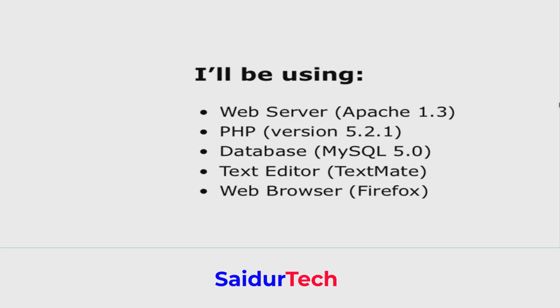Now, I'll be using a web server, which will be Apache 1.3, PHP, which is going to be the latest version, 5.2.1. The database I'm going to use is MySQL 5.0. And the text editor will be TextMate. That's going to be a text editor that's specific for Macintosh, and Macintosh will be the platform I'll be using. And the web browser I'll be using is Firefox.